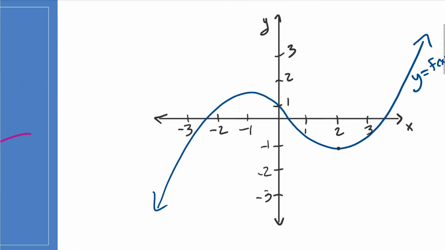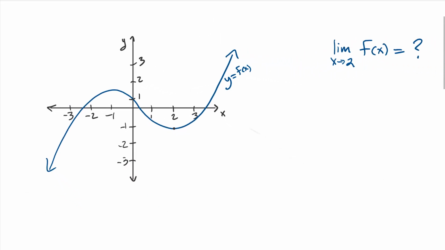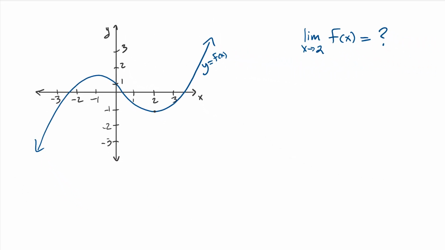Here's a little graph. It's just something random, put a little flare, put some loops in there, so maybe it's some cubic function. I don't know what it is. I just call it y is equal to f of x. Neat. Yeah, it's a graph. What we want to know about it is this. Here's our question. What's the limit as x tends towards 2 of f of x?